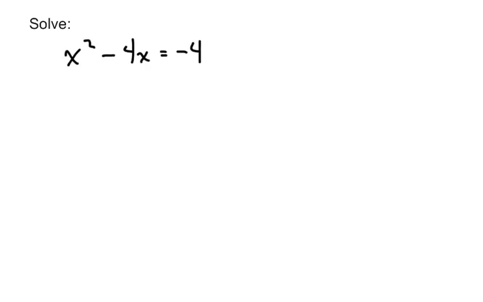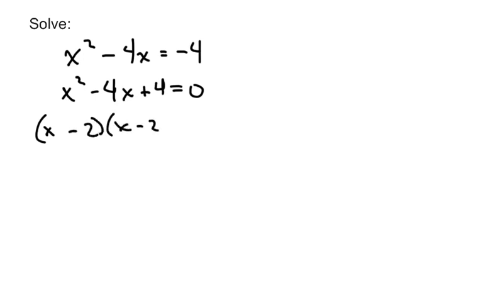One more. Here it's not equal to 0. So before we can even start solving this, we need to get it equal to 0. So we add 4 to both sides. Then it equals 0. Now we can factor it. When we look at the factors of 4, it's either 1 and 4 or 2 and 2. Well, 2 and 2 is the only way to make negative 4, if both of them are negative.